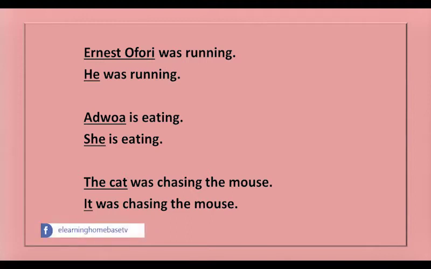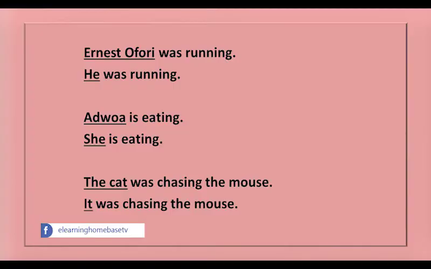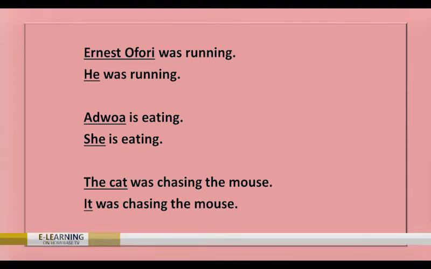The second sentence we have: Ajua is eating. Learners, who is eating? Ajua. Ajua again is a noun because it is the name of a person. Now, what word can we use in place of Ajua to make the sentence meaningful again? Again, we can say, she is eating. So the word she is used in place of Ajua. Good. The cat was chasing the mouse. We want to use a word in place of the cat. We say, it was chasing the mouse.